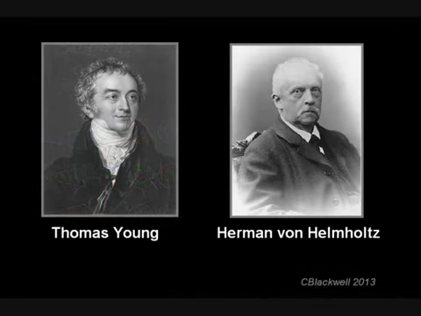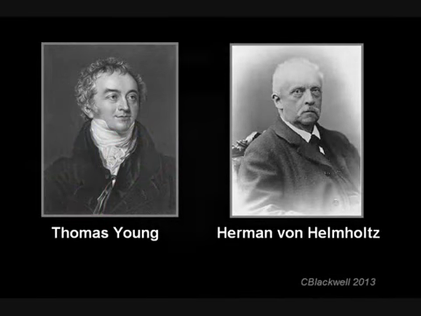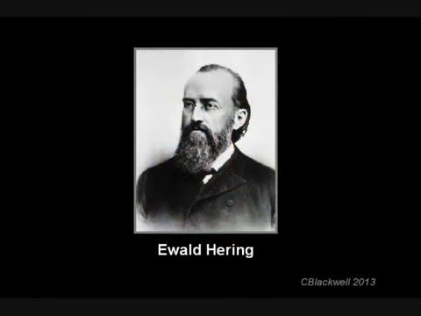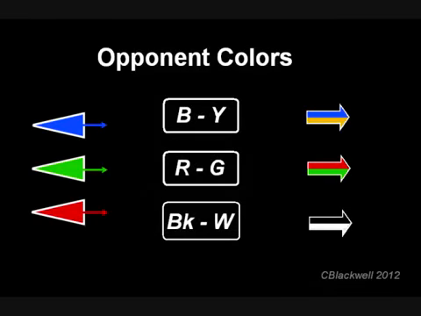Young and Helmholtz thought they had a sound explanation for color vision using just cones. But there are aspects of color vision that weren't accounted for by this theory. To try and explain those issues, an Austrian named Ewald Hering proposed an alternate system that divided color perceptions into three channels: black-white, red-green, and blue-yellow. He called this opponent color theory.